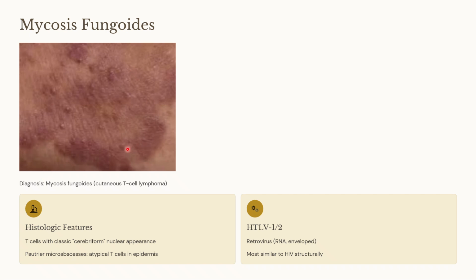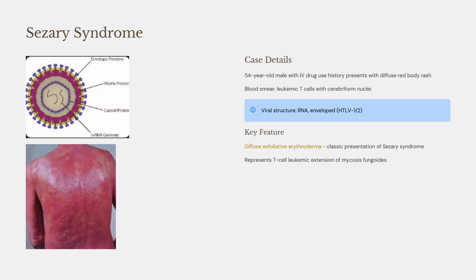What about this? This again is a picture of Mycosis fungoides. I just wanted to reinforce it. That's why I have this. So here there is one more appearance, that is Pautrier microabscess. What do you mean by that? These atypical T cells, which have the cerebriform nuclei, the aggregation of atypical T cells in the epidermis is known as Pautrier microabscess.